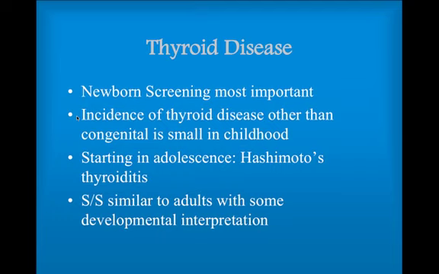Newborn screening for thyroid disease is what's most important because the incidence of thyroid disease other than congenital is small in children. So what we have in children is we see congenital thyroid disease, and then in late school age or adolescence we begin to see the onset of other kinds of thyroid disease, particularly Hashimoto's thyroiditis and hypothyroidism. Hyperthyroidism is pretty uncommon in children, pretty rare. So we're going to be talking mostly about hypothyroidism. The signs and symptoms are similar to what you see in adults, with a little bit of developmental interpretation.